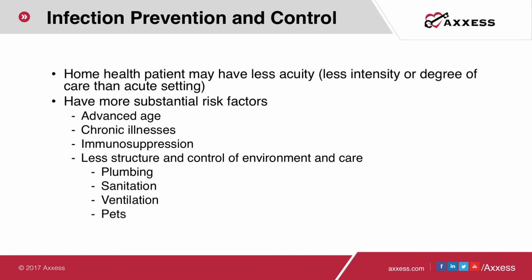According to this report that I read, home health patients may have less acuity, which means less intensity or degree of care than the acute care setting. And what they mean by that is certainly the person who is able to come home and receive intermittent or part-time skilled care are not as acute as a person who might be in the hospital for days on end or even in ICU or post-op care. So there's a little bit less degree of care than in an acute setting, but they still have more substantial risk factors like the advanced age, the chronic illnesses, immunosuppression, and then we run into quite often less structure and control of the environment and the care setting.